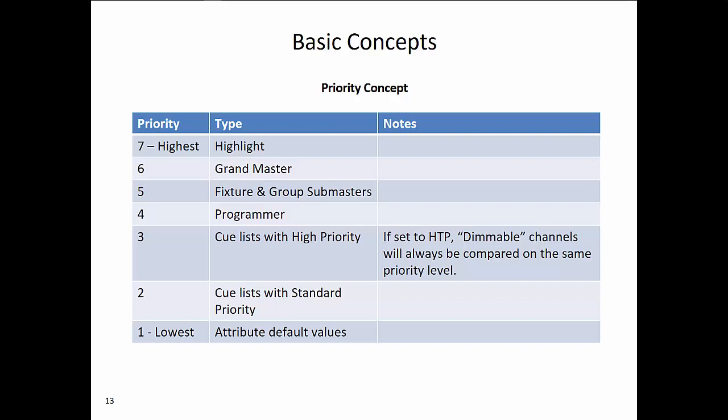Continuing down, priority 3, cue lists that have been assigned high priority. So if the cue list is set to HTP, then dimmable channels will always be compared on the same priority level. Below that at priority 2 is the cue list with standard priority. And at the bottom, priority 1, the lowest, are attribute default values. So these are going to be values that have not been changed by the programmer.